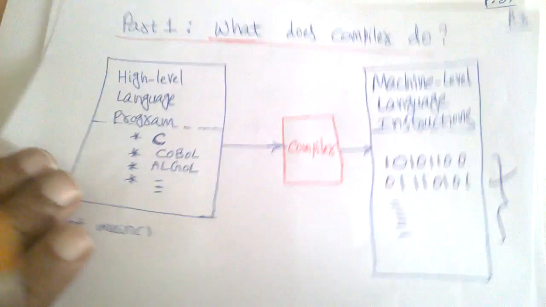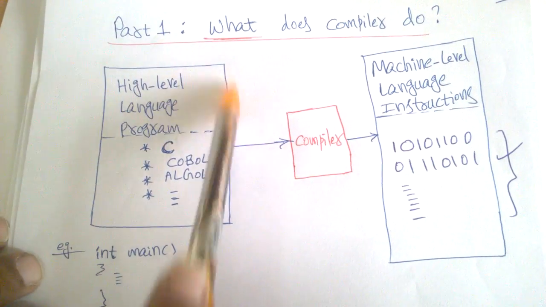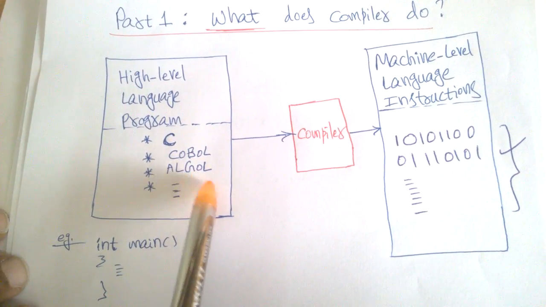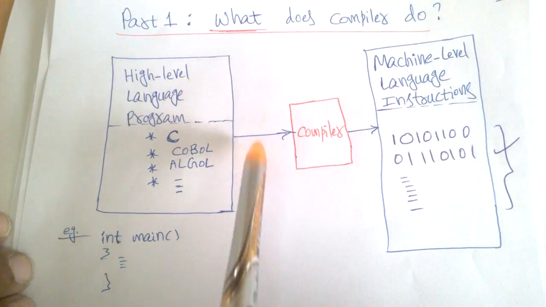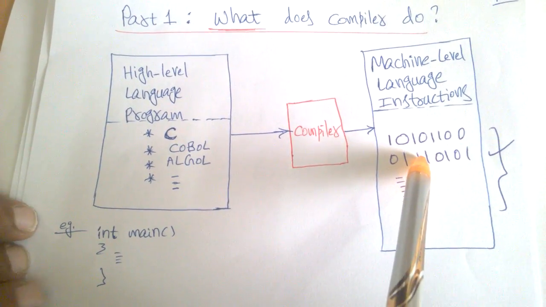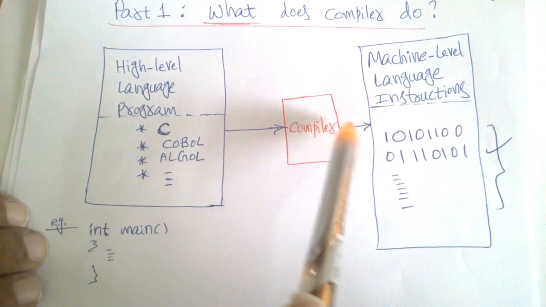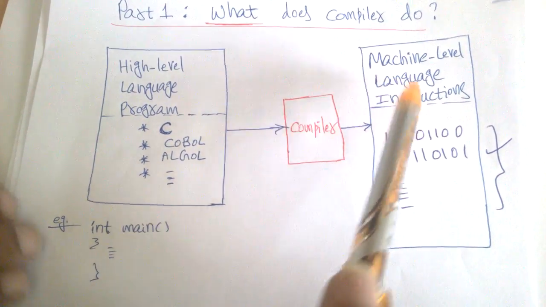Now we'll try and understand what a compiler does. Here, this is a compiler. This is a high-level program such as C, COBOL, ALGOL, PL1, Fortran. This is an example of a program. What the compiler does is it translates this program into machine level instructions which a machine can understand and operate upon. So that's what a compiler does. It translates into ones and zeros machine level instructions.